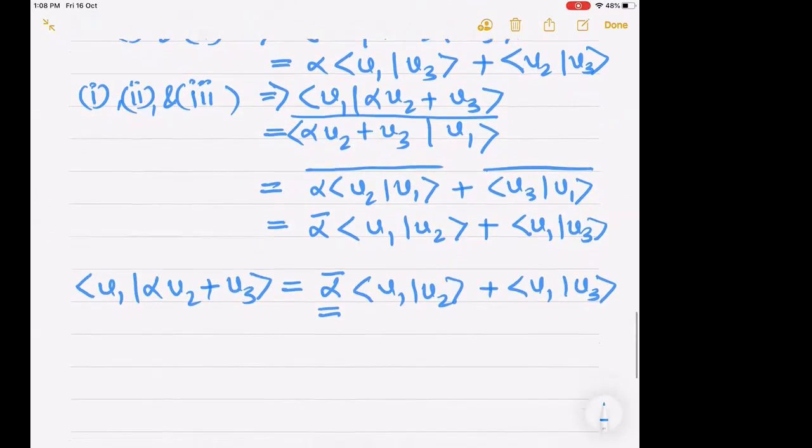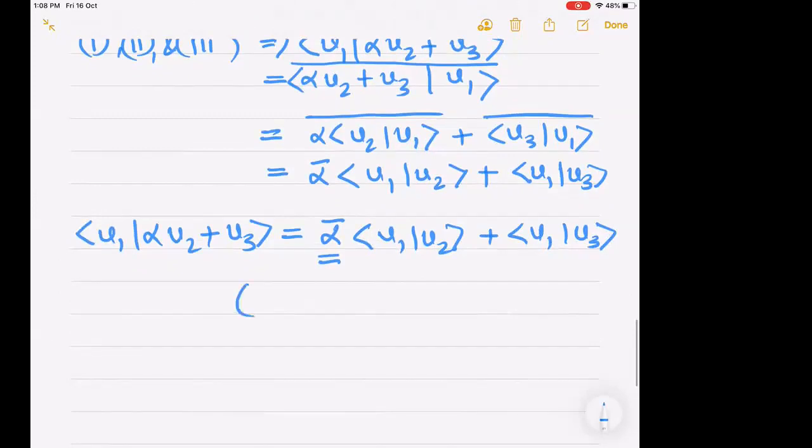Such a property is called sesquilinear. So it's linear in the first variable, but conjugate linear in the second variable. So that's why it's not bilinear, but sesquilinear. Sesqui means one and a half, right?